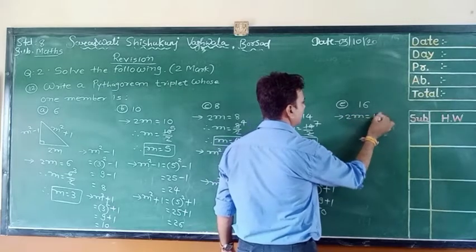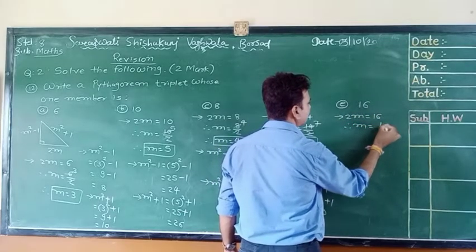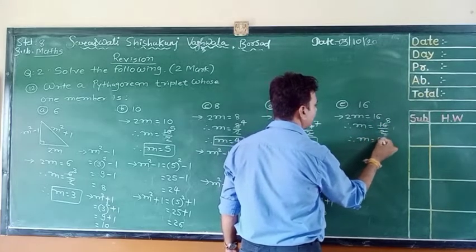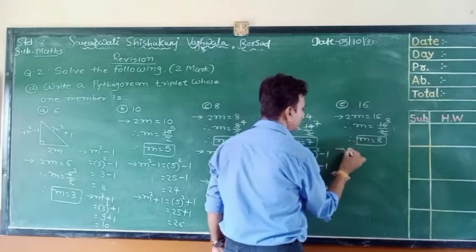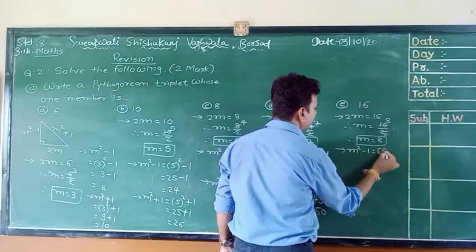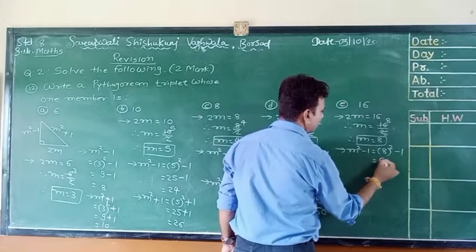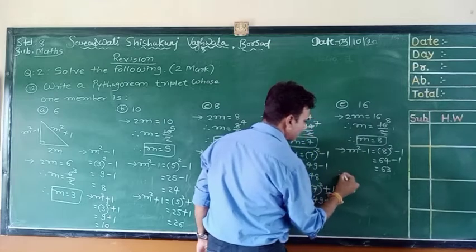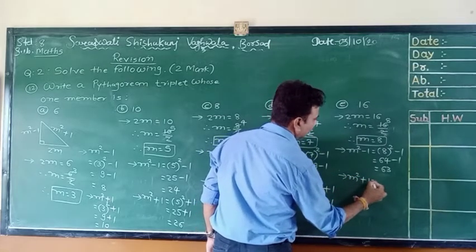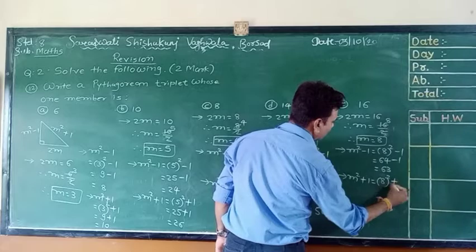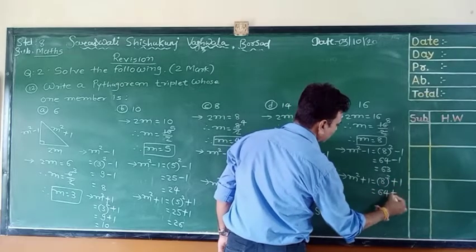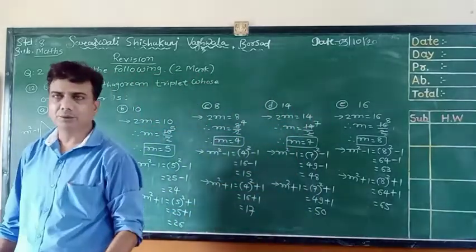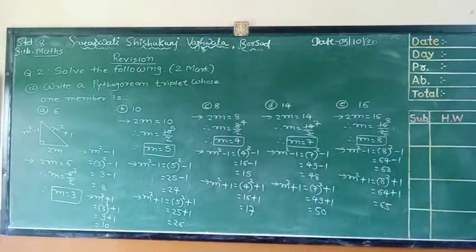Now this 16, same. 2m equal to 16, 2 goes downside, 16 by 2, 2 eights are 16, m equal to 8. So m square minus 1, 8 square minus 1, 64 minus 1, 63. Same, m square plus 1, 8 square plus 1, 64 plus 1, 65. So this method we can use in Pythagorean triplets.